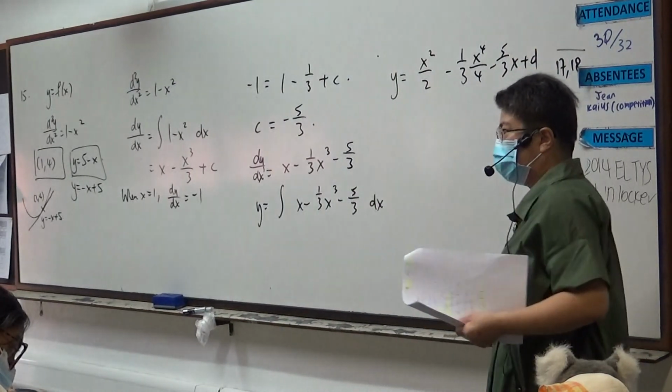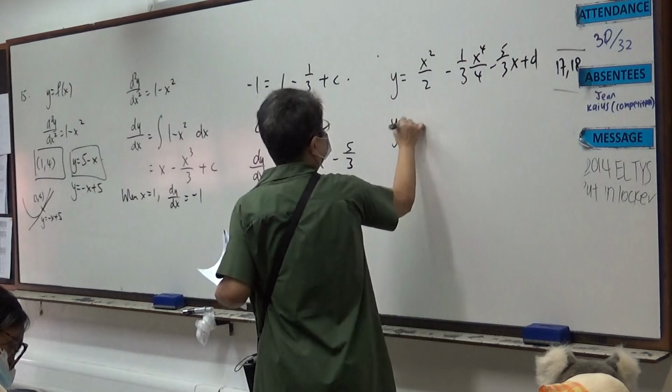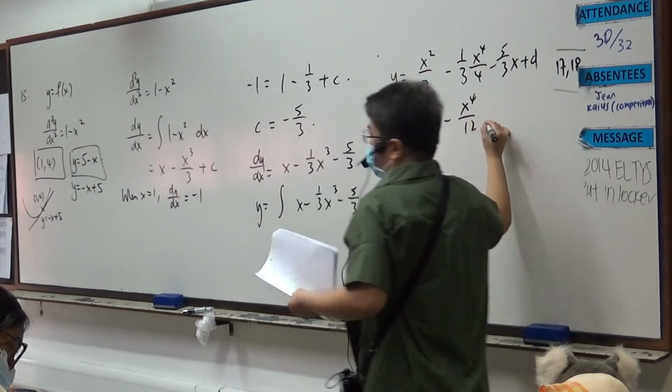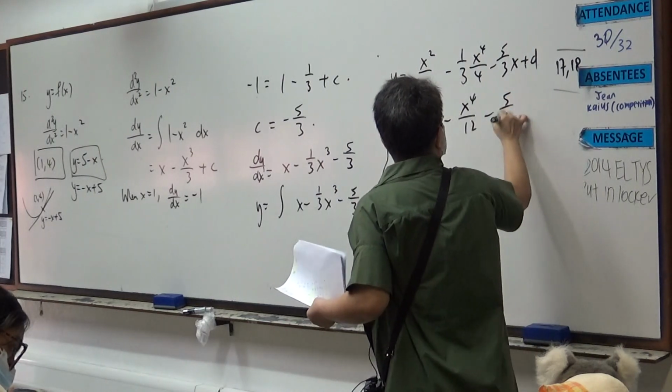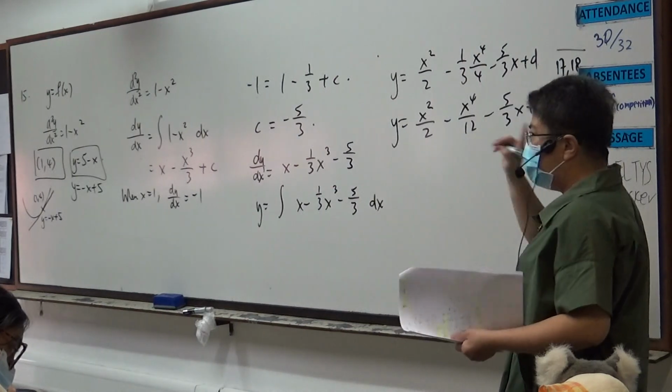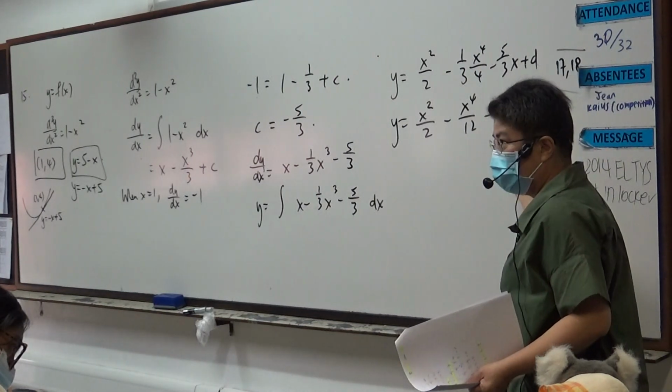plus d. Now I'm going to simplify further first. Minus, this is x to the 4 over 12, right? Minus 5 over 3x plus d, right? You can say 5x over 3 also, doesn't matter. Now some people will be stuck here. They don't know what to plug in.